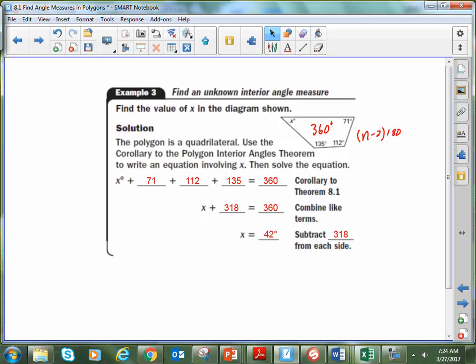Now, since x happens to be the measurement of the angle, we can say we're done at this point. If there had been another angle in there that said like 2x or 3x or half x or something like that, we would have to go back and substitute it to find the measurement of each particular angle, but in this case we can stop here.